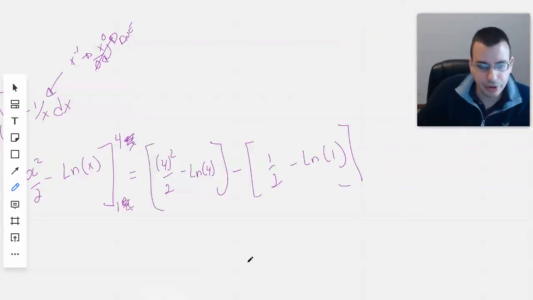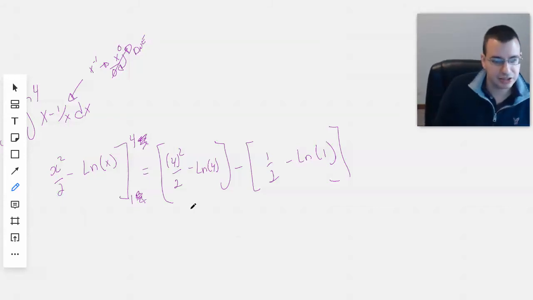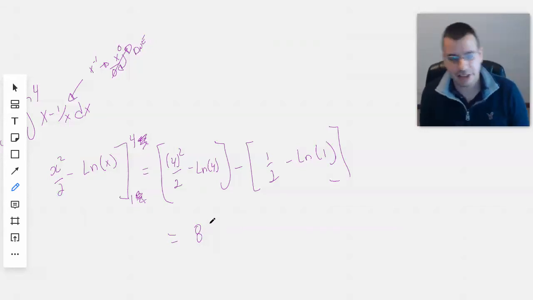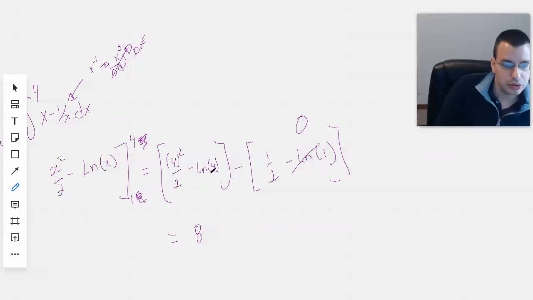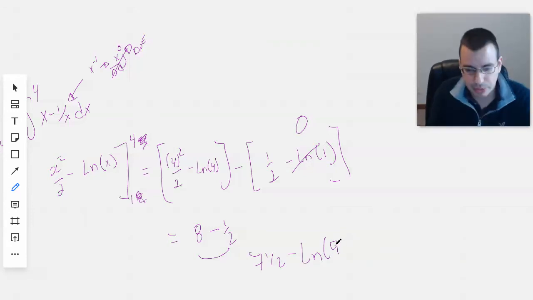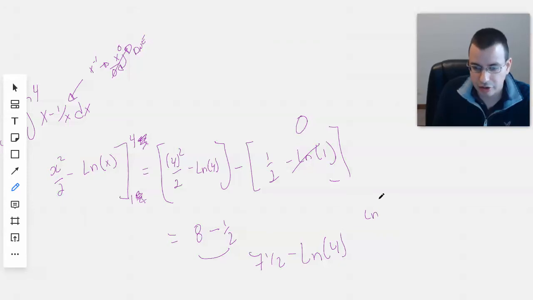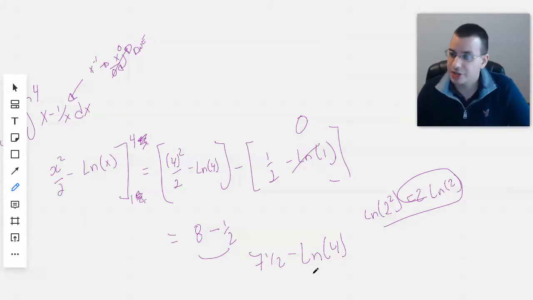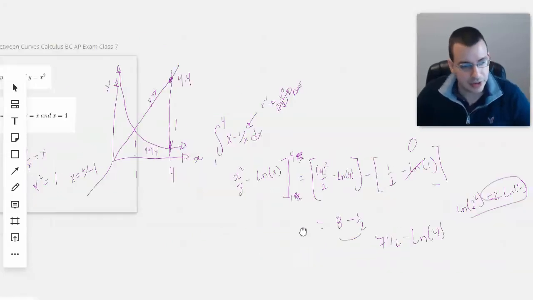And then back to the board. So simplifying things slightly, we have 4 squared, which is 16, over 2, which is 8. This will be 0, and then we'll have minus 1/2. So 7.5 minus natural log of 4, which I'm pretty sure you can rewrite as natural log of 2 squared, which equals 2 natural log of 2. But I'm not that worried about that. So I'm just going to stick with 7.5 minus natural log of 4, and that would be the area between the curves.